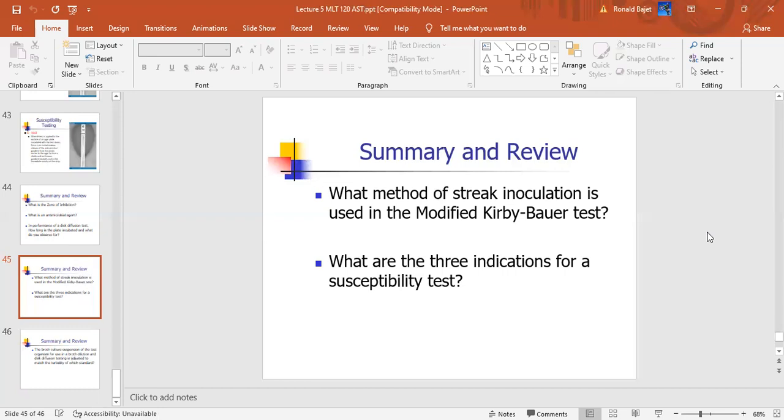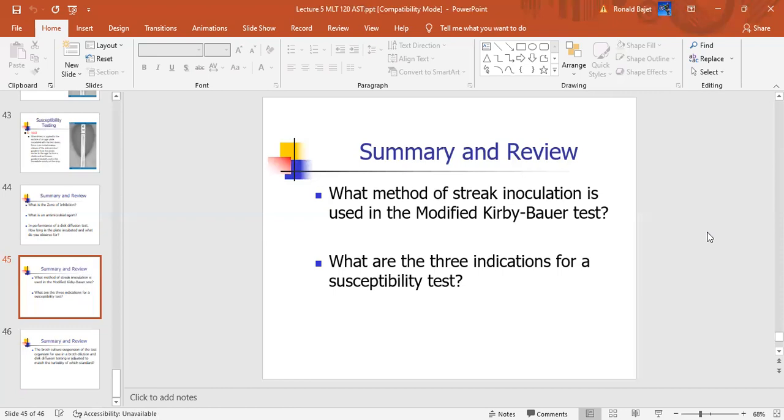The microdase test is only good for one organism. You guys know what that is? Micrococcus. Microdase is only good for Micrococcus. And that's all I have for review. And that's all I have for lecture.